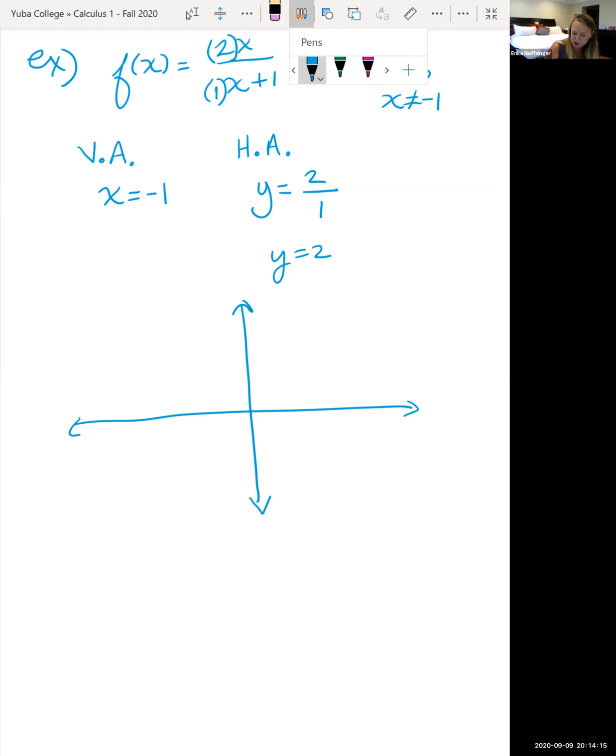And so let's draw our vertical asymptote at x equals -1. I'm just going to denote that by a dotted line. And then we also have a horizontal asymptote at y equals 2. So I have a horizontal line at y equals 2.